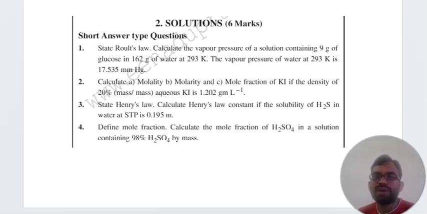In solution, the important questions for IPE are first the statement of Raoult's law, like calculation and mathematical calculation, what is molarity, calculate the molality, and Henry's law. This is very important. And define the mole fraction and calculate the mole fraction of H2SO4, sulfuric acid, in solution containing 98% of H2SO4 by mass. So these are a few important questions for the IPE exam.